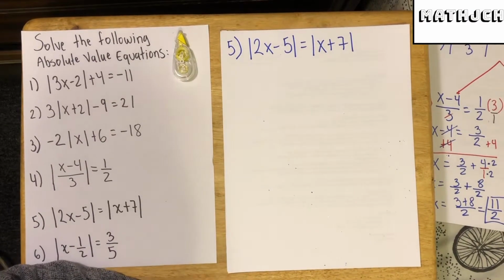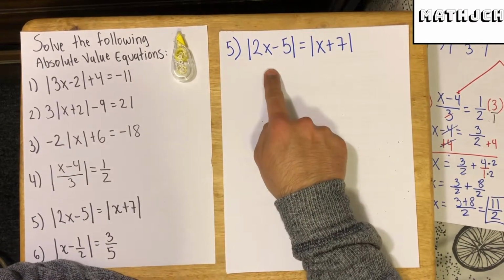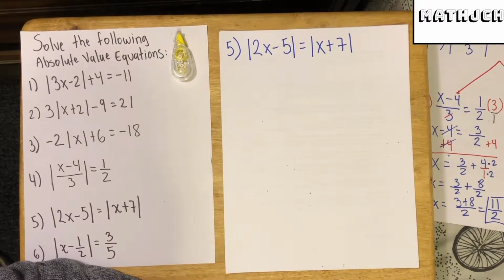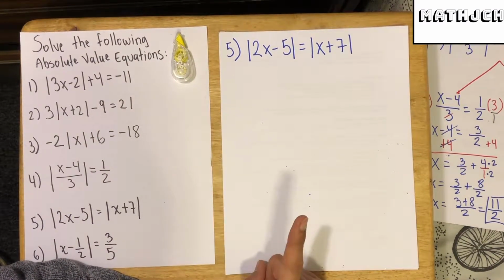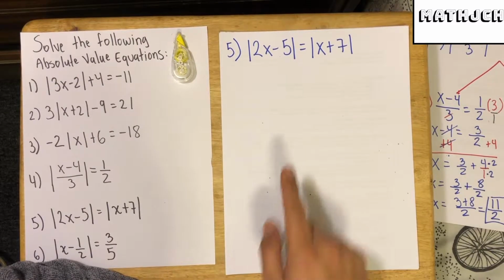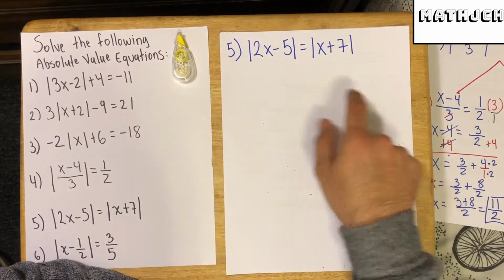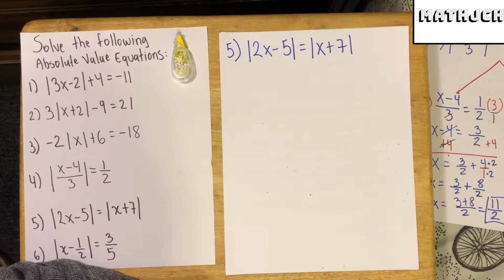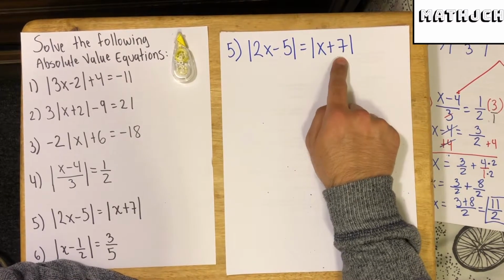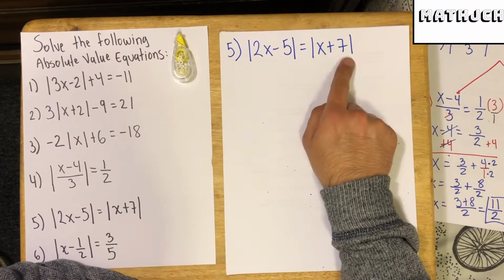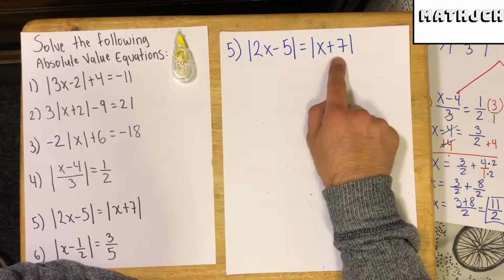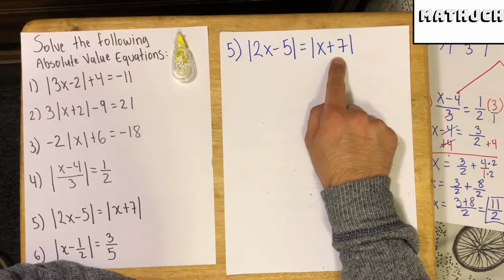Now, for our next problem, we have an absolute value equals another absolute value. When this happens, you have to select one of the absolute values and set it up as positive and also as negative. Let's pick the one that is in simpler form, and that happens to be just x plus 7. In this case, we have more than one term. X is one term and 7 is another term.